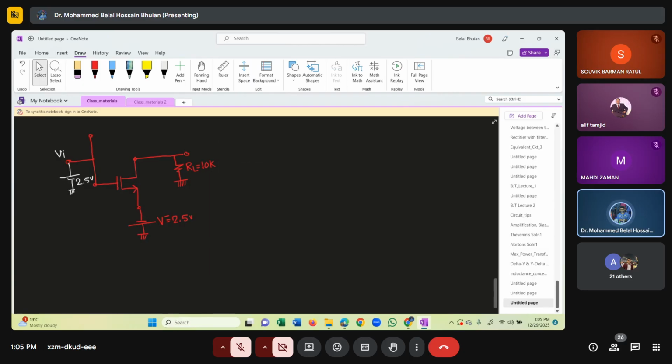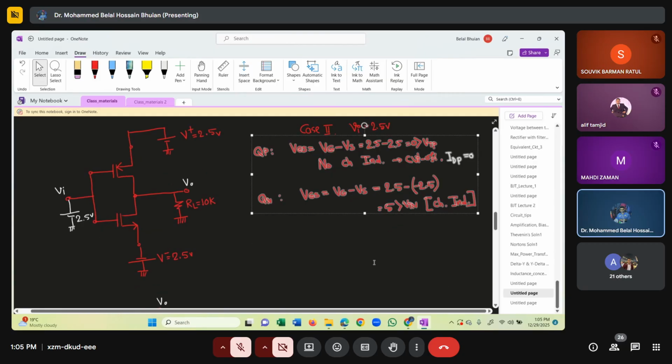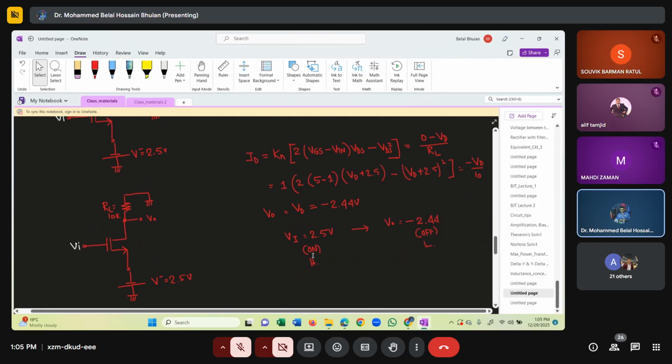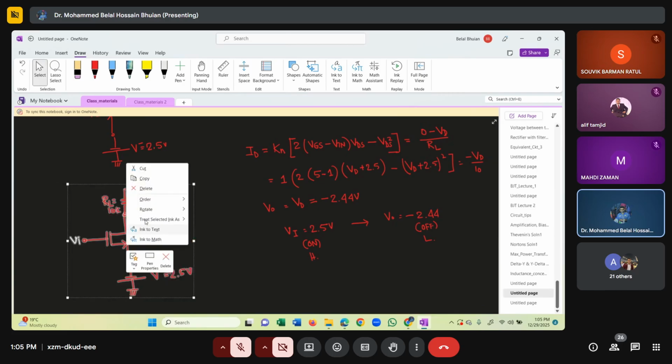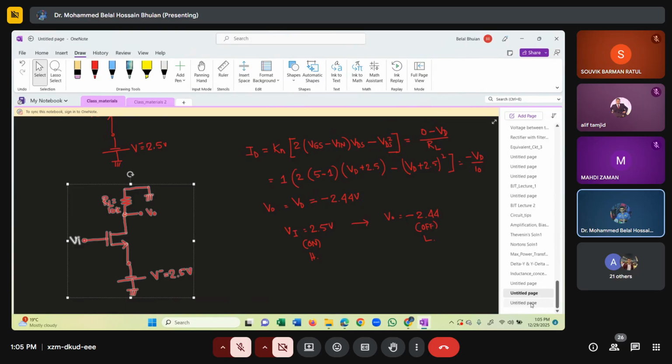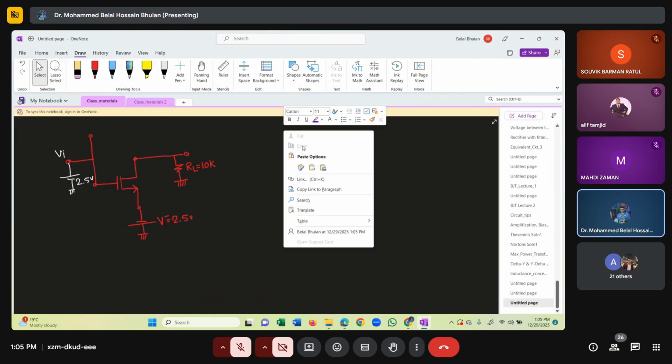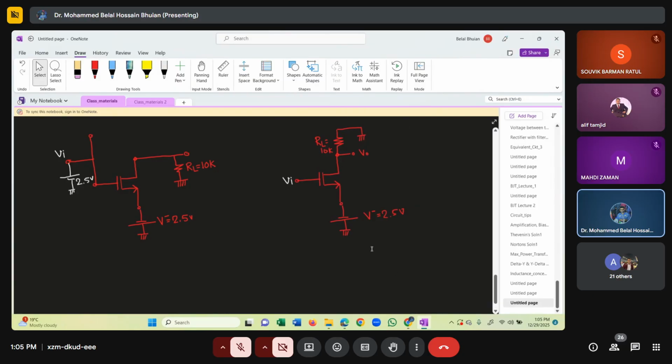এটাকে আমি একটু সিম্পলিফাই করে, so it looks like this. So I can represent this in terms of this. That is how it should look. Okay, so Vi is equal to 2.5.